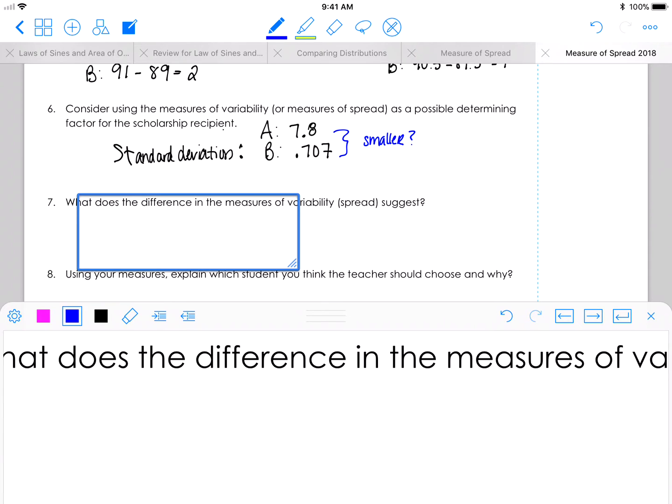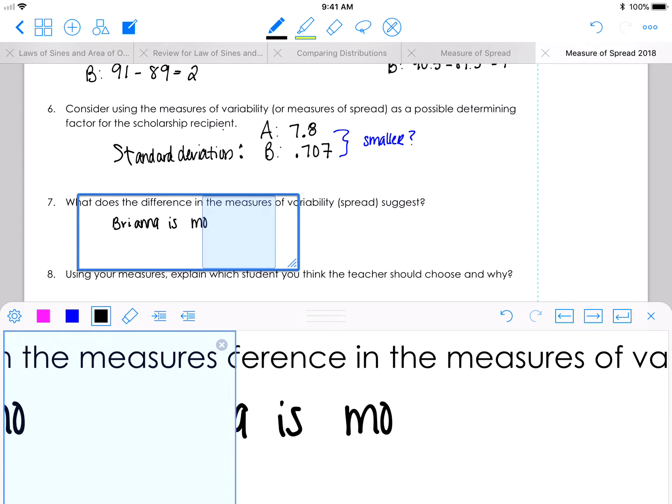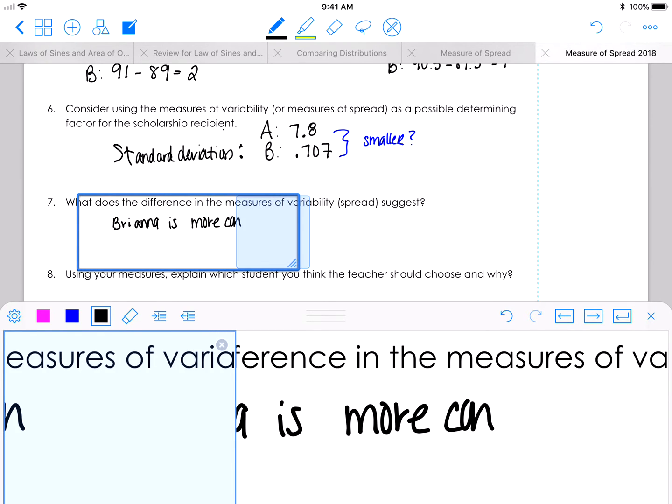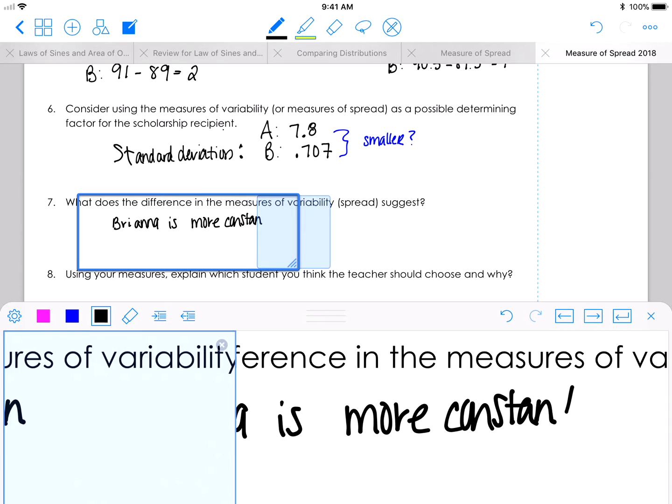So here it says, what does the difference in the measures of variability or the spread suggest? Well, this suggests that because Brianna has a smaller standard deviation, she is going to be more consistent. So Brianna is more consistent.